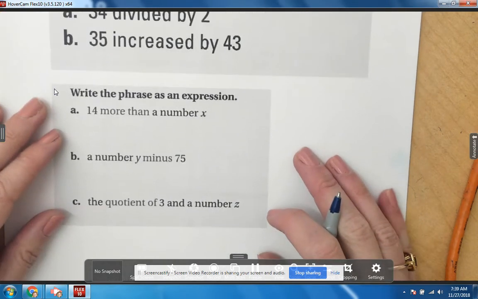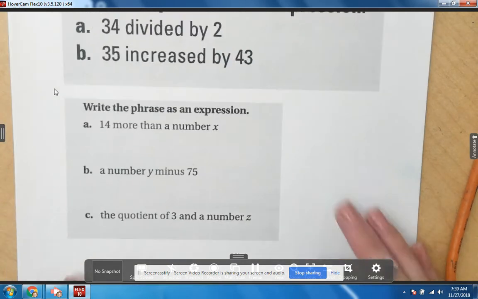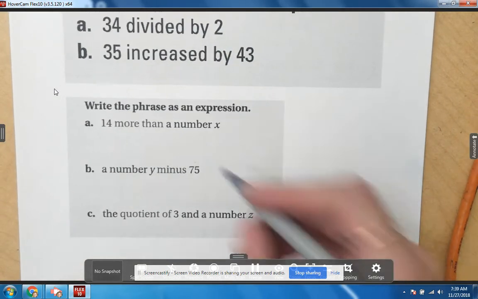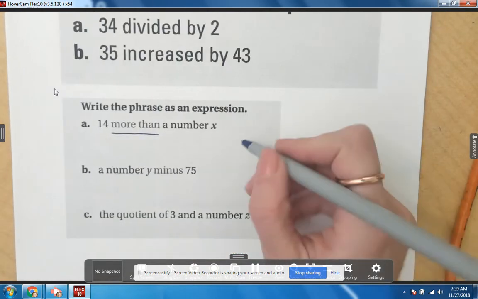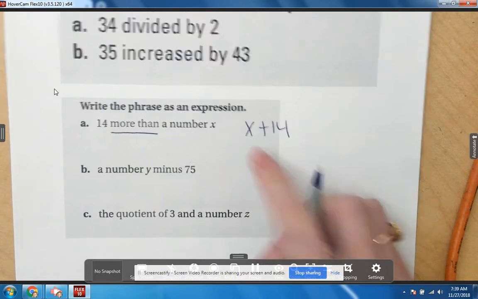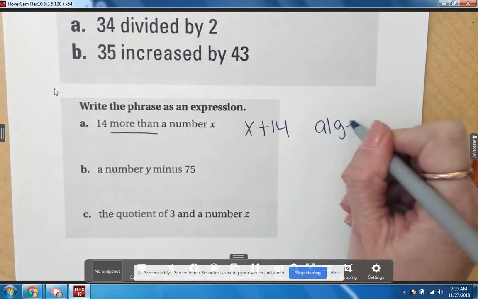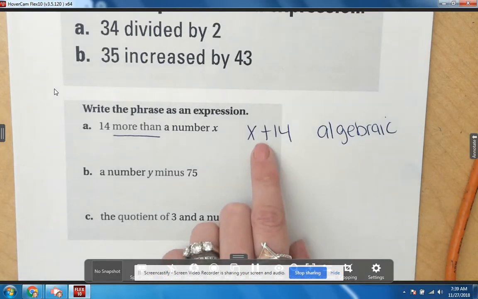Okay, let's try these. I'm going to do these ones. You can just watch, and then I'll give you some to try. So let's write the phrase as an expression. 14 more than a number x. More than means add. So 14 more than x means x plus 14. Since this has a variable or a letter, this is an algebraic expression, which again just means a math problem that has letters in it.